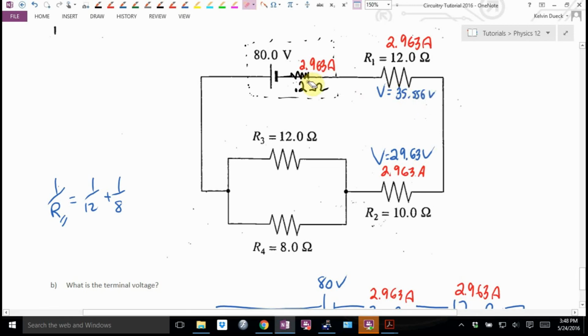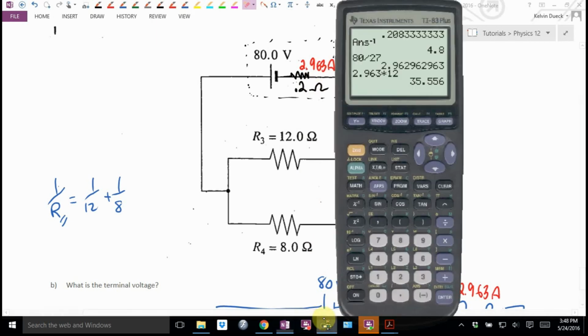My little internal resistor, I times R, 2.963 times 0.2. Going through the battery, we lose 0.5926. By the way, that tells me part B. The terminal voltage is going to be 80 volts minus what I lose going through the battery. The answer to part B is going to be 79.4 volts.